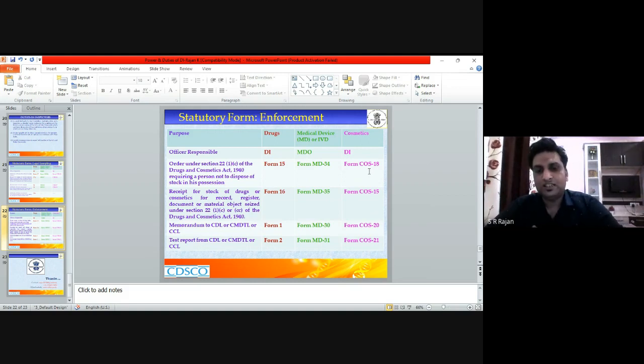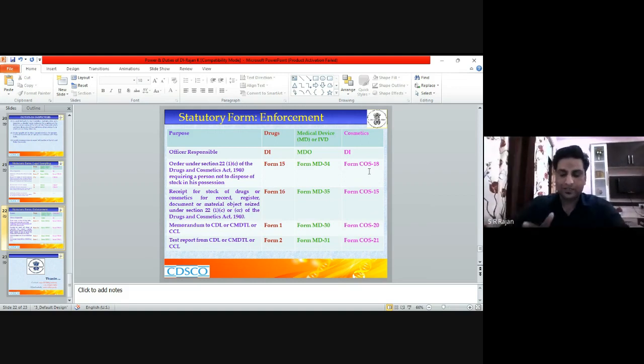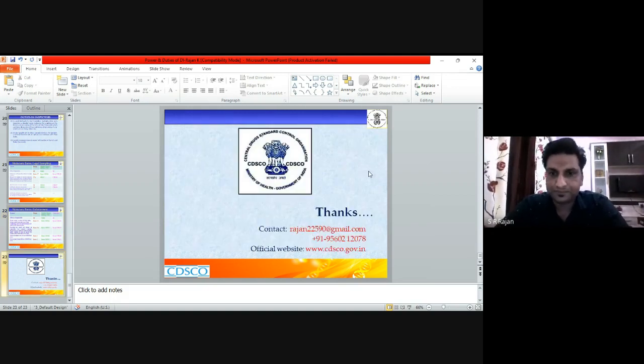So these are the basics of how the inspector works and performs their duties in the field, and what challenges they face during inspection. These are the main provisions prescribed under the Drugs and Cosmetics Act. I have briefed you on the duties and these kinds of things.